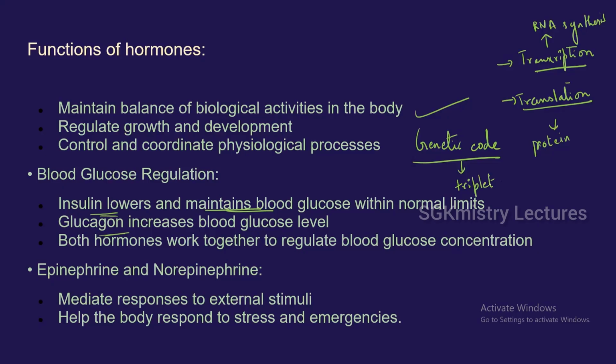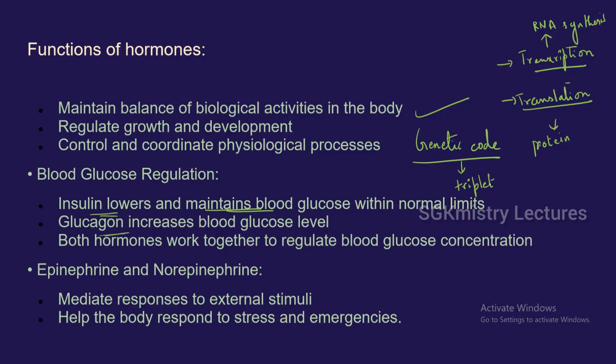help the body to understand, especially during the translation process, which amino acid has to be synthesized. Based on this particular genetic code, that amino acid will be added to the polypeptide chain, which will ultimately become the protein. So all this is controlled by the genetic code which is present in the DNA. Or it can also be present in the RNA, because RNA is obtained through the transcription process by taking the information from the DNA.